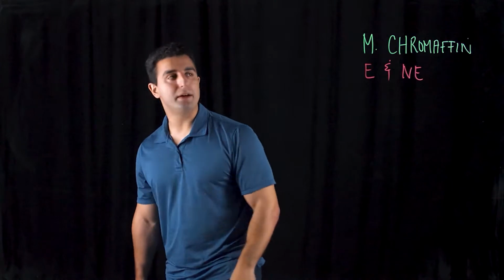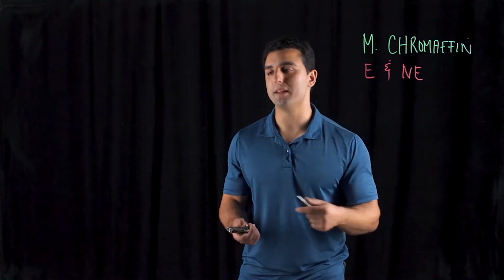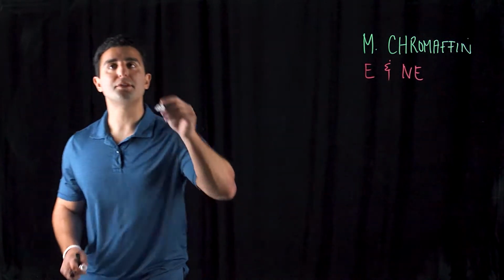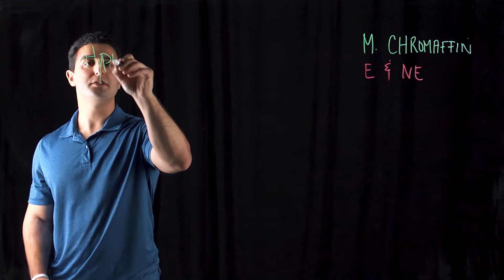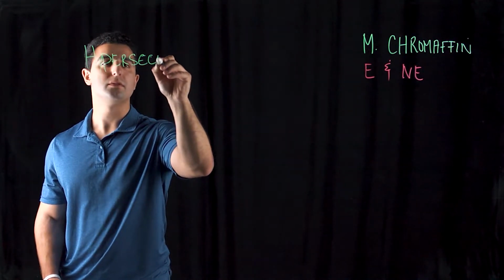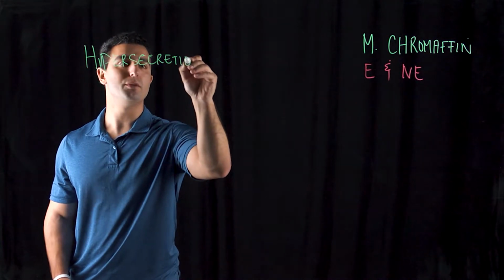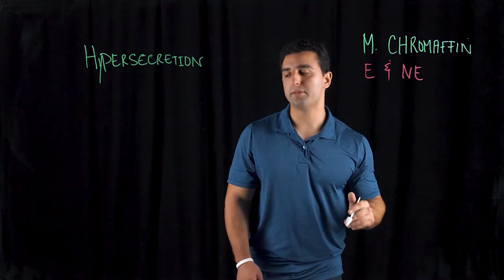What's important about these is that when you have a hypersecretion or a hyposecretion, we look at homeostatic imbalances. So we talked about hypersecretion. What does hypersecretion mean? Hypersecretion means too much of this hormone, specifically norepinephrine and epinephrine.